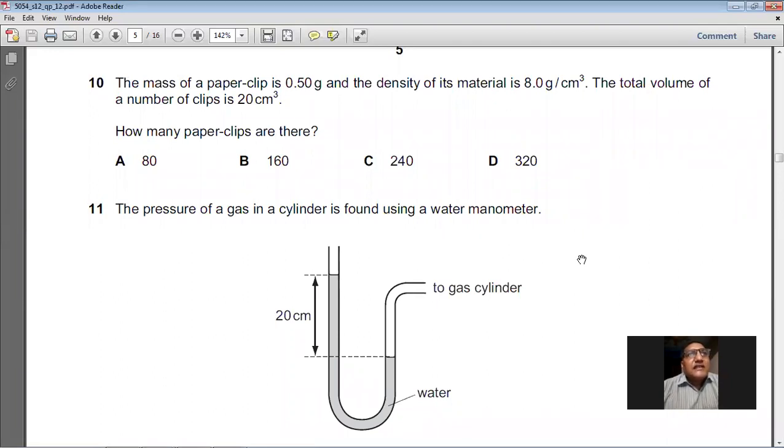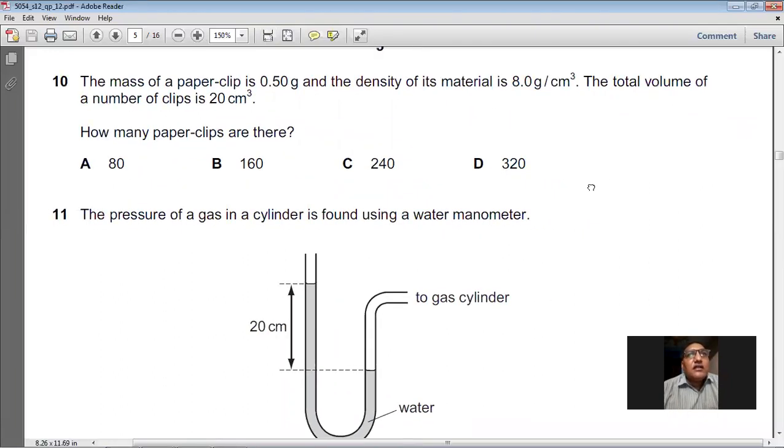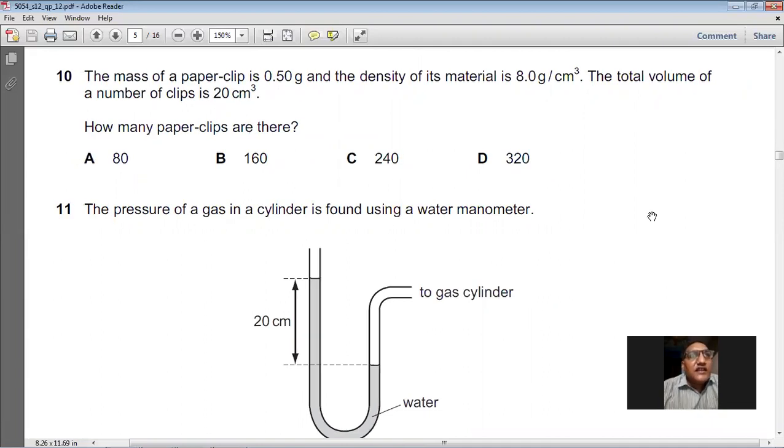Question number 10 is on your screen. The mass of a paper clip is 0.50 gram and the density of its material is 8 grams per centimeter cube. The total volume of the clips is 20 centimeter cube. How many paper clips are there? The density and the volume are given, so I will first find the mass of the paper clips. Then I will divide that mass by the mass of one paper clip to get the number of paper clips. I have done this on paper.